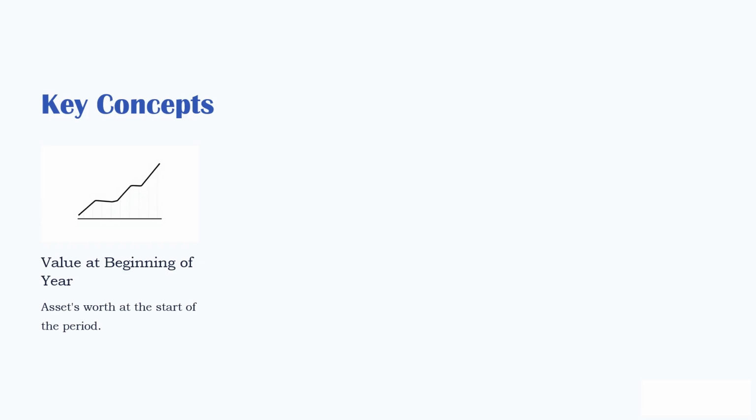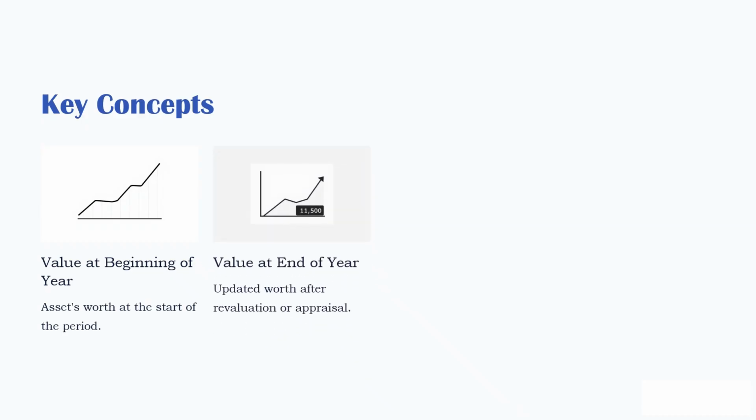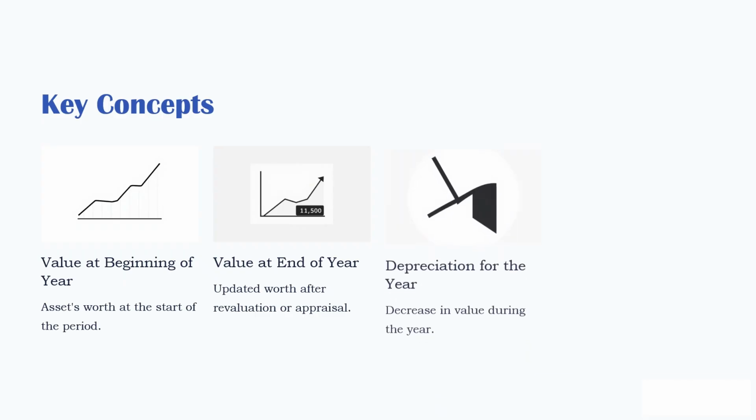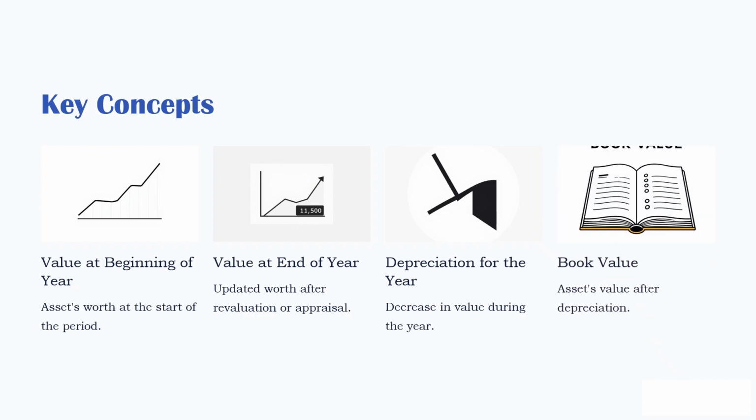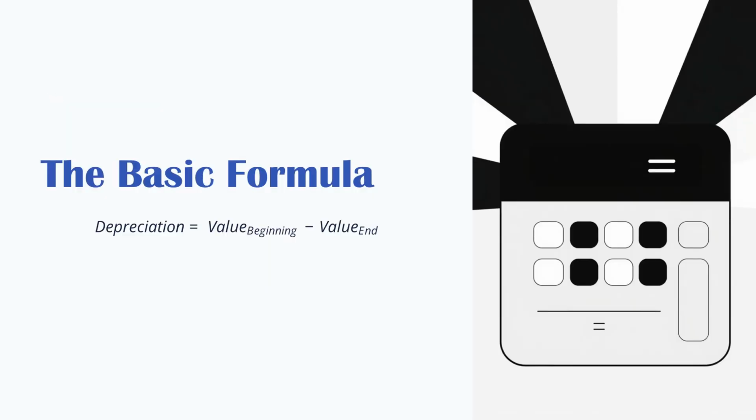Value at the beginning of the year: this is how much the asset is worth at the start. Value at the end of the year: after evaluation or appraisal, mao ni ang updated worth sa imong asset. Depreciation for the year: the decrease in value during the year. And the book value: the asset's value after subtracting depreciation. So this is the basic formula for the appraisal method.